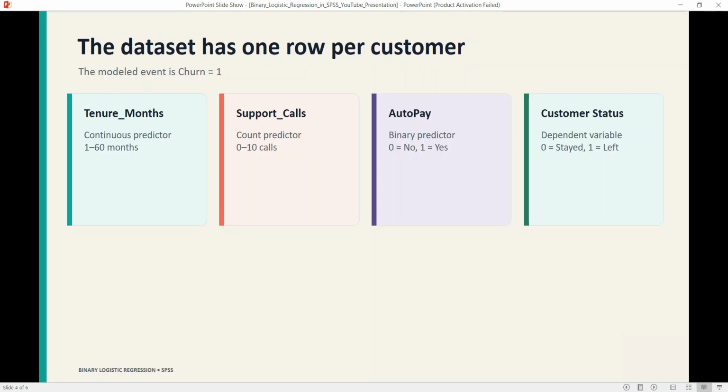In this way, we coded the data as follows: tenure in months, a continuous predictor, from 1 to 60 months; support calls, 0 to 10 calls; autopay, a binary predictor, where 0 equals no and 1 equals yes; and customer status as the dependent variable, where 0 equals customer stayed and 1 equals customer left.